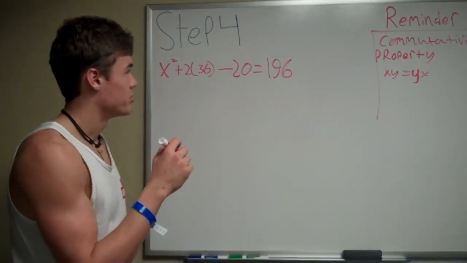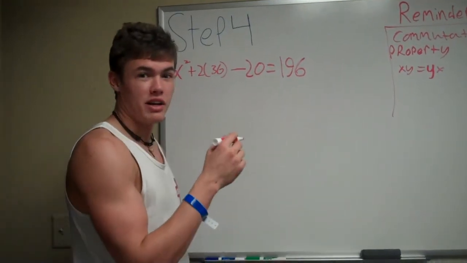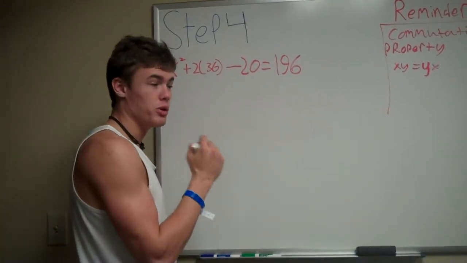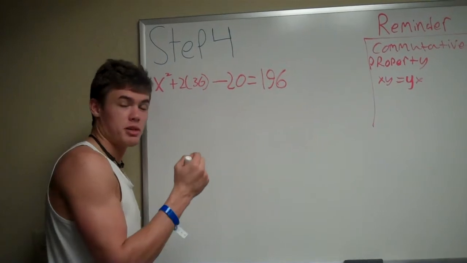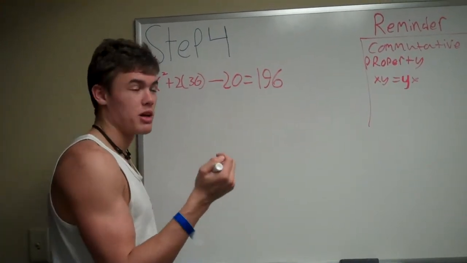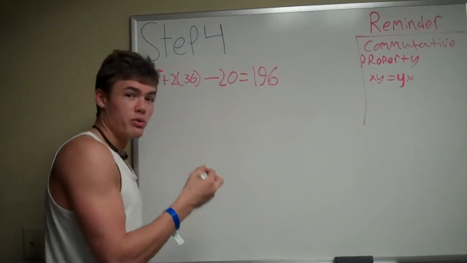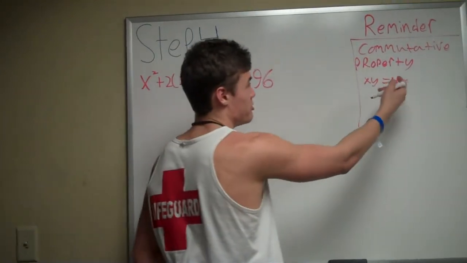Our next step is to multiply and divide. In this step we'll be able to do both in any order that you wish. Sometimes it'll be easier to multiply first, and sometimes it'll be easier to divide first. We can do this because of the commutative property.